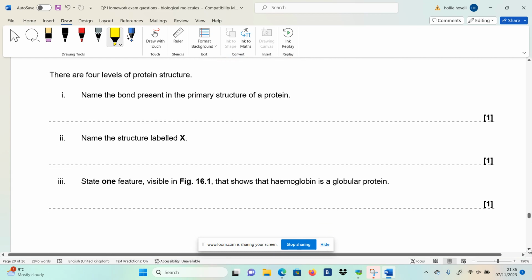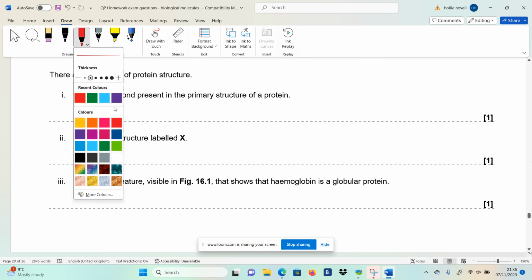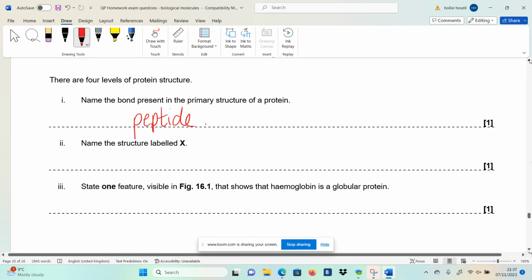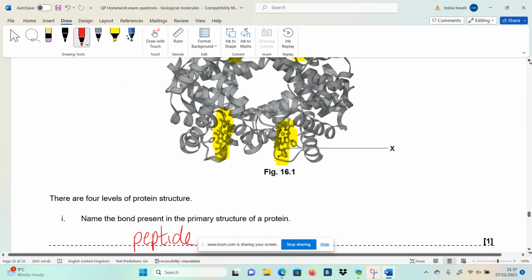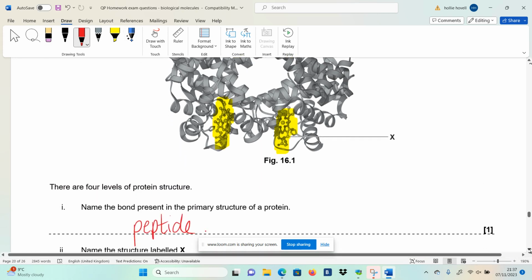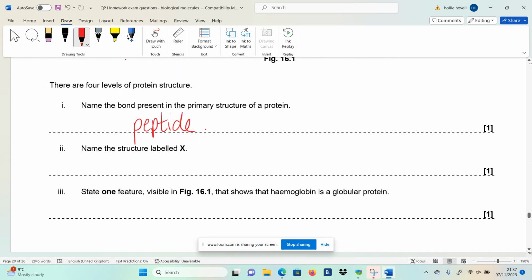There are 4 levels of protein structure. Name the bond present in the primary structure of a protein. So we've talked through these a few times, how we need to know the bonds. So primary structure, the amino acids are held together with peptide bonds. Name the structure labeled X. So it's pointing to the little bits within the polypeptide that are non-protein. You can see that they look different. So those prosthetic groups are called heme groups.